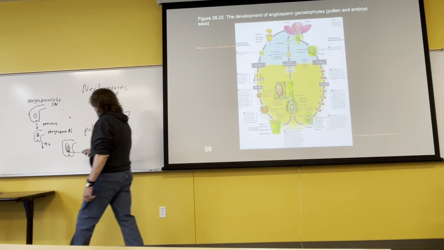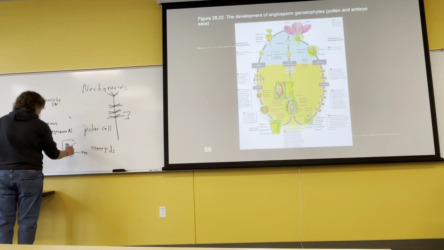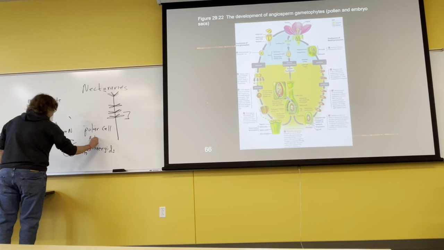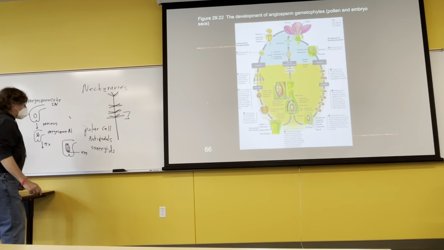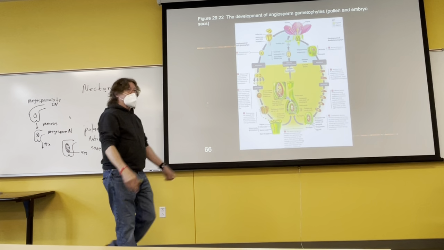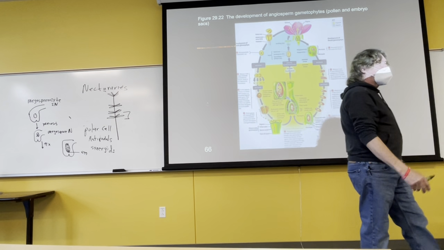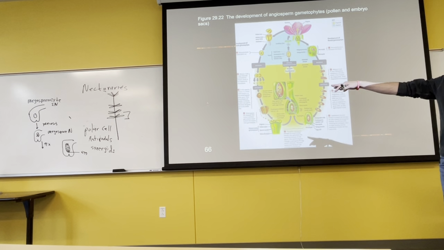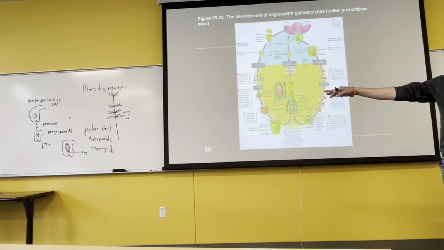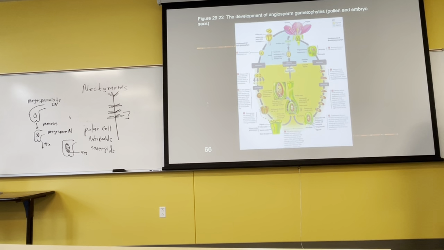And then at the other end, there's 3 cells that are called antipodals. And they represent the remnants of the non-reproductive parts of the female gametophyte. So the female gametophyte has been reduced from 2,000 cells in the conifers down to just 7. Okay, that's what's happening here.